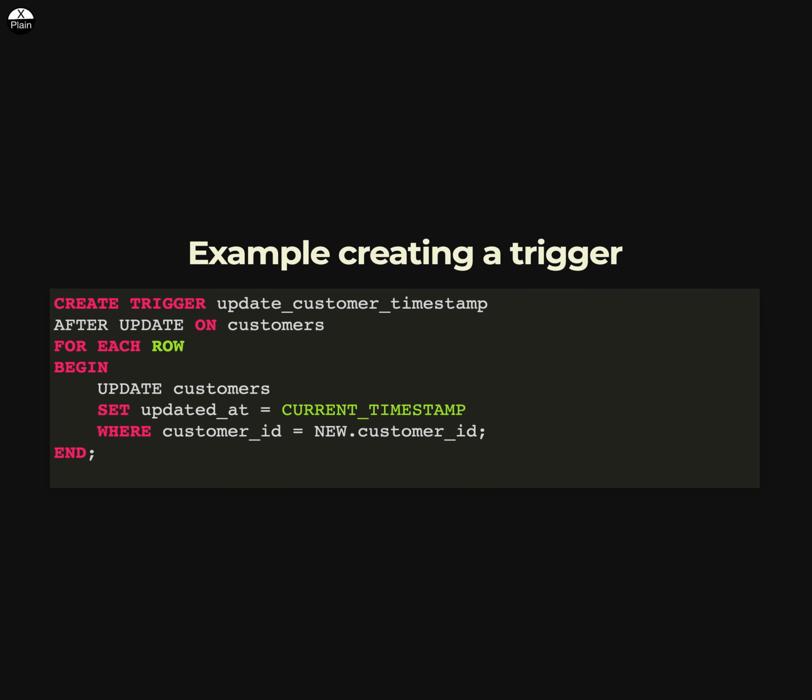Here is an example of creating a trigger in SQL. This trigger is created on the customers table and is executed after an update to a row in the table. It updates the updated_at column with the current timestamp for the row being updated.